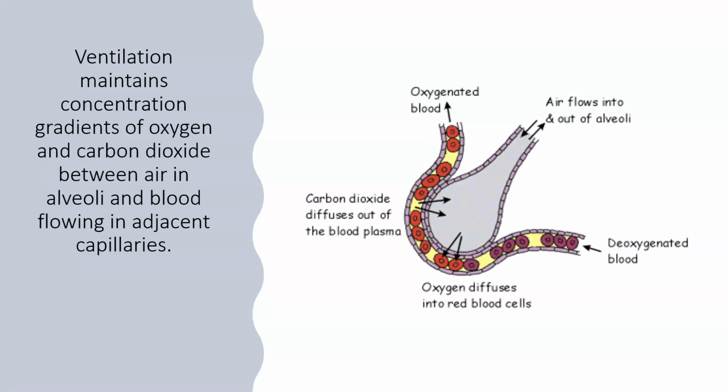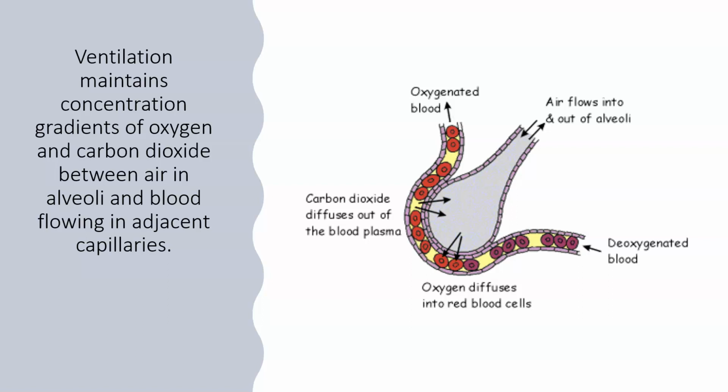Okay, your next understanding. Ventilation maintains concentration gradient of oxygen and carbon dioxide between the air in the alveoli and the blood flowing in the adjacent capillaries. So we've looked at how that inspiration occurs, how we get that air to the alveoli. Okay, we've looked at the structure, we've looked at the mechanics. Now we're in the alveoli and we've got air. And around the alveolus, we've got lots of capillaries carrying blood.